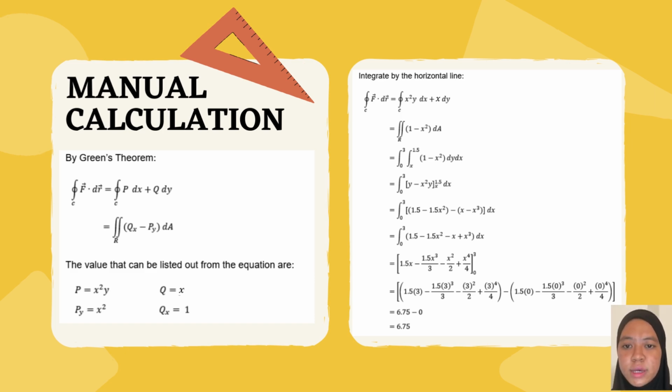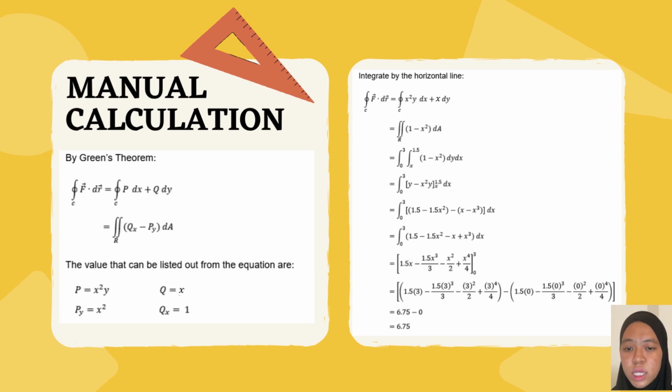Next, we have to integrate by the horizontal line. As we know, Green's theorem is the integral of F dot dr, where we integrate x squared y dx plus x dy, equals the double integral of 1 minus x squared dA. For the next step, we have to find the limits for y and for x. In this question, we use dA as dy dx, and the limit for y is from x to 1.5 and the limit for x is from 0 to 3.